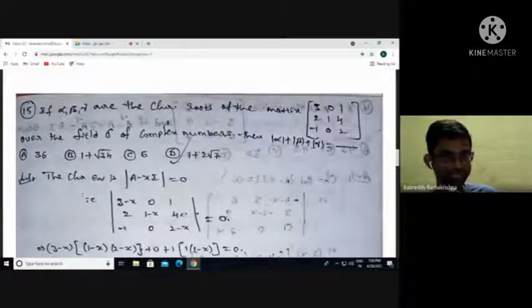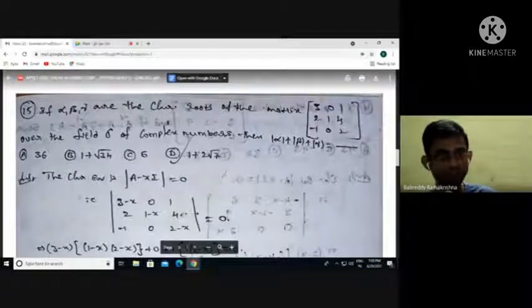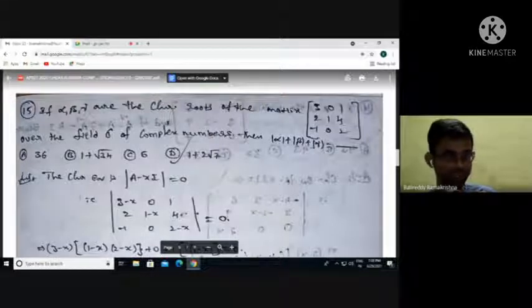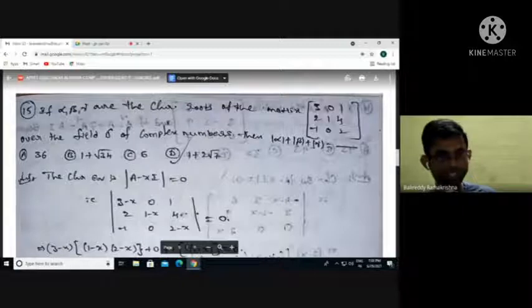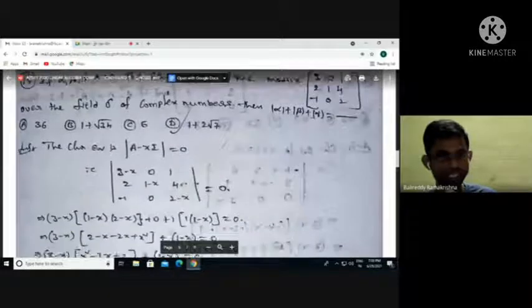Question: if alpha, beta, gamma are the characteristic roots of the 3 by 3 matrix [3 0 1; 2 1 4; -1 0 2] over the field C of complex numbers, then modulus of alpha plus modulus of beta plus modulus of gamma is equal to dash. The four options are: option A, 36; option B, 1 plus root 34; option C, 6; option D, 1 plus 2 root 7. We have to find one correct option from these four.